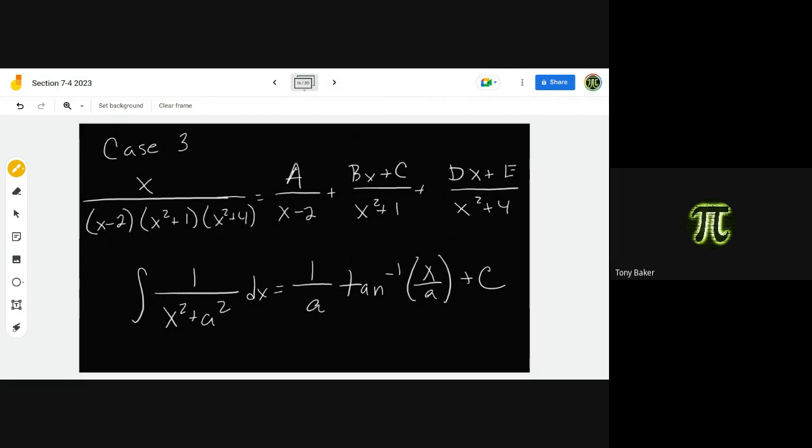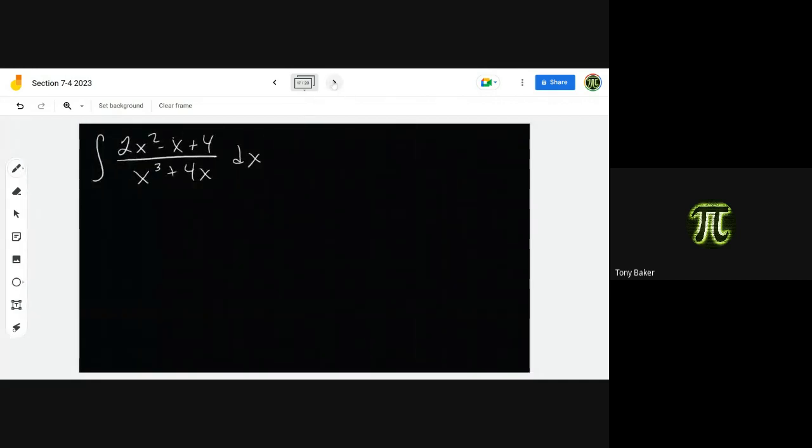Everybody got this case down? Okay. One more problem, just using this case so you can see how it works, because there's a couple things towards the end that change a little bit because of the top. All right. No long division in this one. The bottom is bigger than the top, so we don't have to do that part.